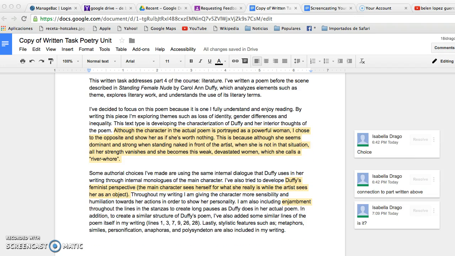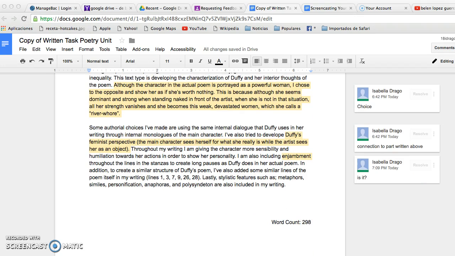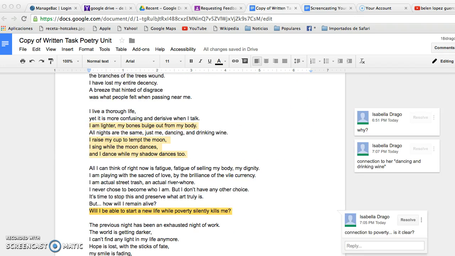And then I also wanted to ask you, I'm also developing Duffy's feminist perspective throughout my poem. I'm saying that the main character sees herself for what she really is, while the artist sees her as an object. Is it also clear how I'm showing Duffy's feminist perspective? And then I also wanted to ask you if enjambment is the correct word to describe long pauses throughout the lines in the stanzas.